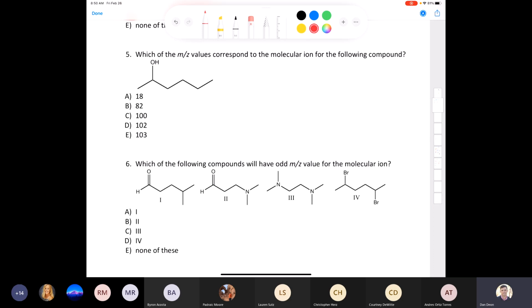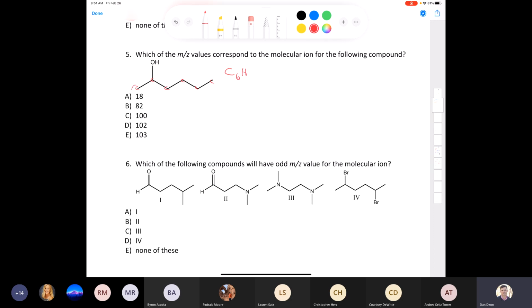Does anybody have an answer for number 5? Yeah, okay. Kayla says it's D. Let's give it the old college try. Again, what were the masses that we would use? Because in this compound, we have how many carbons? We have 1, 2, 3, 4, 5, 6 carbons.